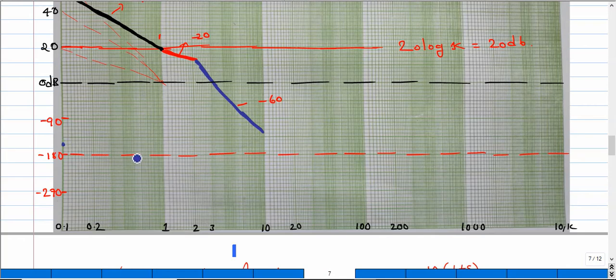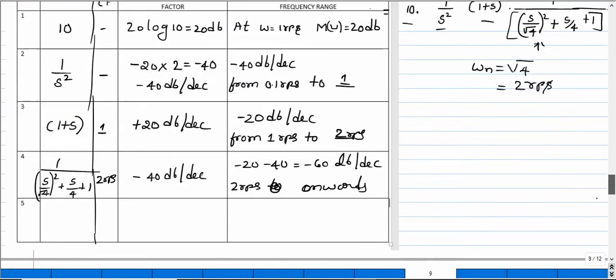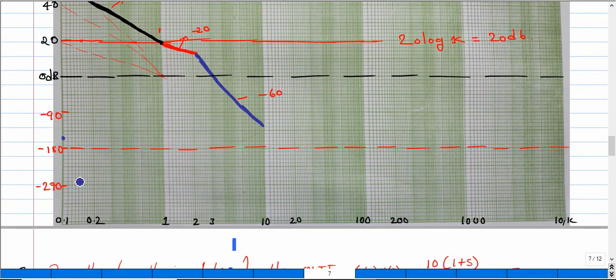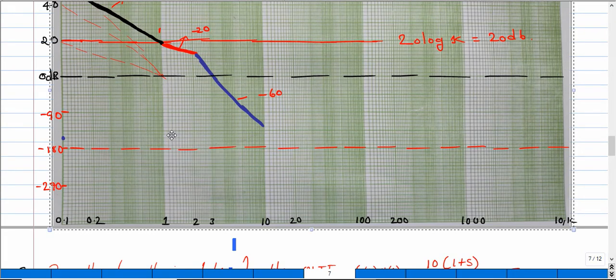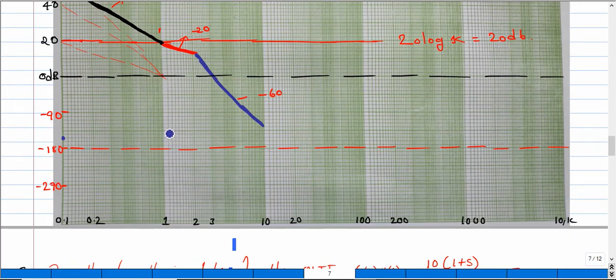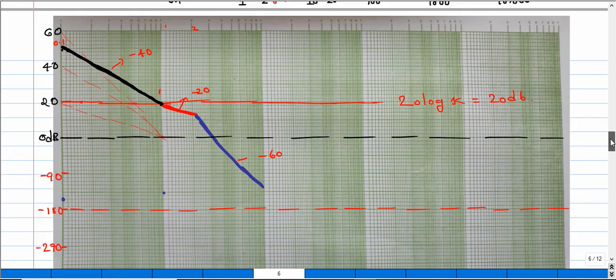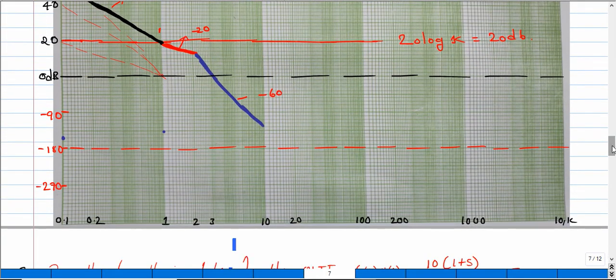0.1. Followed by that, when I substitute omega as 1, minus 153. So that is 1, and somewhere one line, let me take here. When I substitute omega as 2, minus 206, that is somewhere, 206, let me mark here.